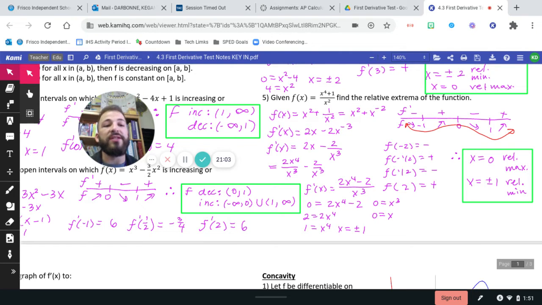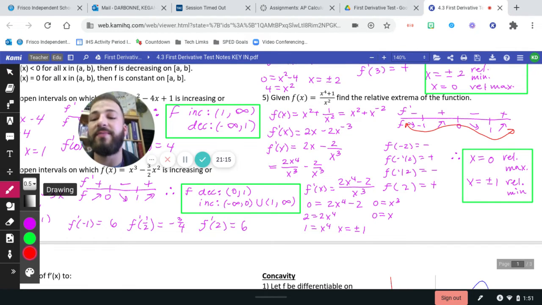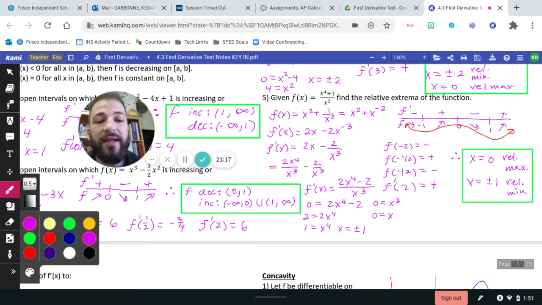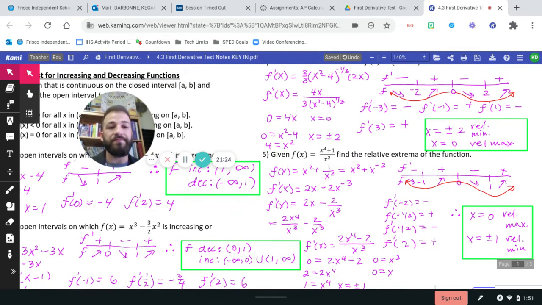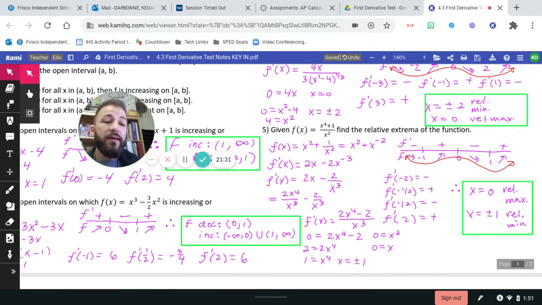So put negative 1, 0, and 1 on our number line. The numbers I chose were negative 2, negative 1/2, and 2 for my test intervals. And those should all be f prime. Sometimes I forget to add an extra prime, and I don't want to confuse y'all. So once again, we're always plugging into the first derivative, because what I want to know about is the sign of the first derivative. So negative, positive, negative, positive, once again, gives us relative max at 0 and relative mins at negative 1 and 1.